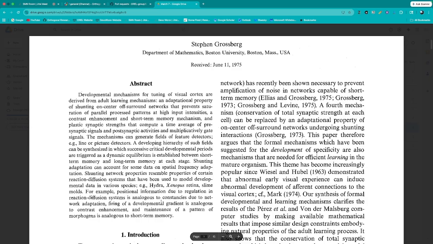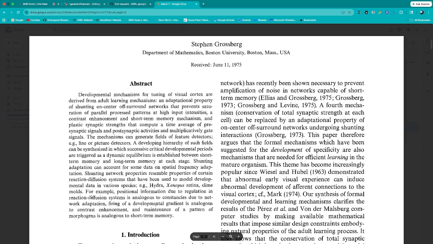Firing of a developmental gradient is analogous to contrast enhancement, and maintenance of a pattern in morphogens is analogous to short-term memory. If you're not familiar with developmental biology, this is a lot of jargon, but what it basically means is he's taking components of developmental systems and using them as an analogy for cognition. So you have this pattern of molecules that's analogous to a store in short-term memory. The firing of a developmental gradient is analogous to contrast enhancement in the visual system.